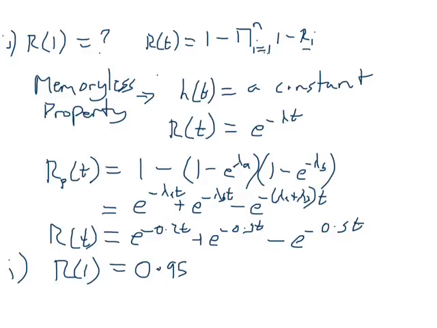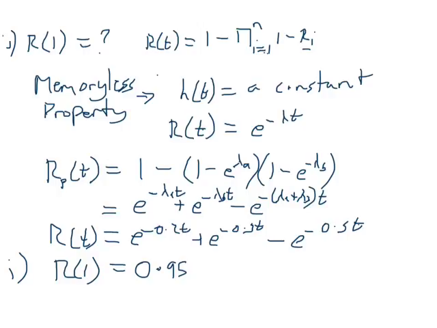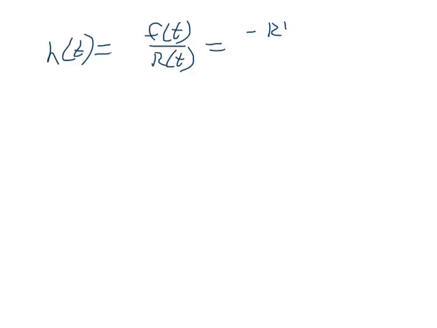Now, what did part 2 say? Let's check it out. It said, find the hazard rate of the system at time t equals 0. So, let's go to a clean page here. What is the hazard rate of the system? Well, we're given that it's always equal to little f of t over R of t, and this is actually equal to minus the derivative of R of t over R of t.